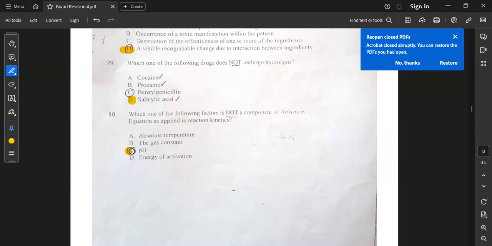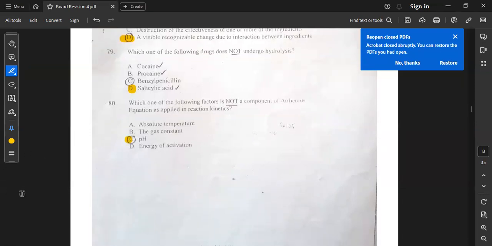No comment, Dr. No comments. Arrhenius equation. Anyone? Where did we see the Arrhenius equation?